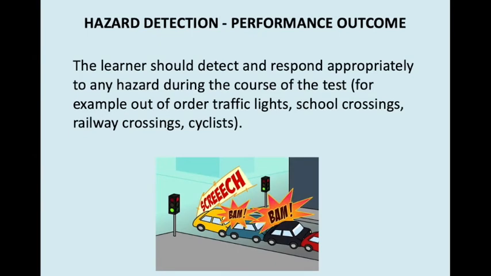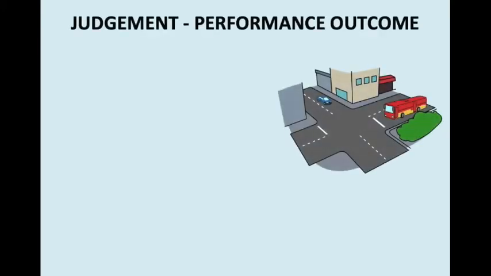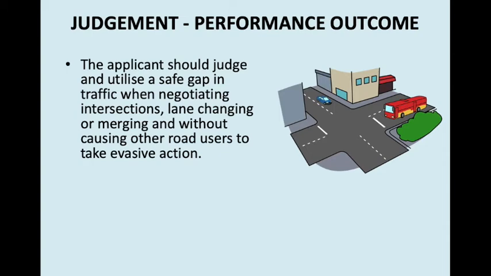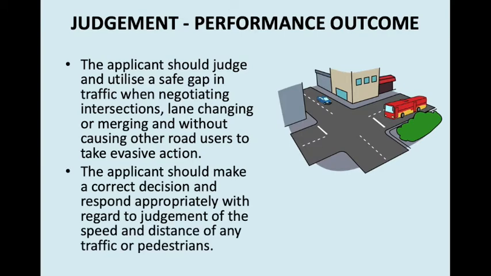Hazard detection. The learner should detect and respond appropriately to any hazard during the course of the test. For example, out of order traffic lights, school crossings, railway crossings, cyclists. Judgment. The applicant should judge and utilise a safe gap in traffic when negotiating intersections, lane changing or merging, and without causing other road users to take evasive action. The applicant should make a correct decision and respond appropriately with regard to judgment of the speed and distance of any traffic or pedestrians.